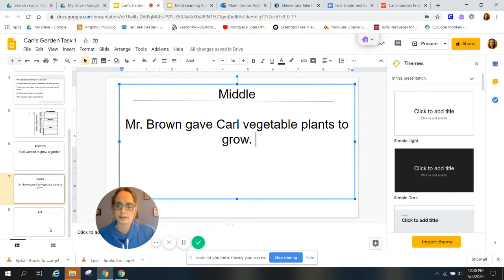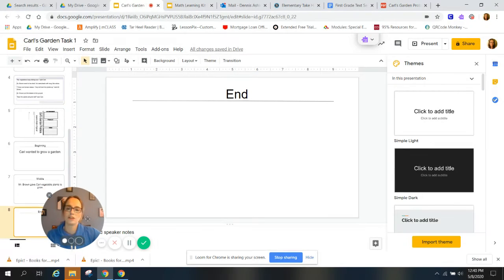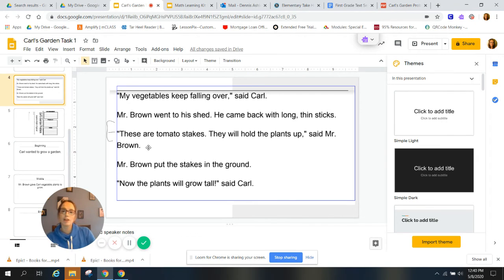I might have to move my picture here. There he goes. Okay, so now we're going to look at the ending of our story. So let's go back and reread our ending part. It says, my vegetables keep falling over, said Carl. He has a little problem there. Mr. Brown went to his shed. He came back with long, thin sticks. These are tomato stakes. They will hold the plants up, said Mr. Brown. Mr. Brown put the stakes in the ground. Now the plants will grow tall, said Carl. So we had this problem about vegetables falling over, but how did Mr. Brown help? He's been very helpful to Carl.